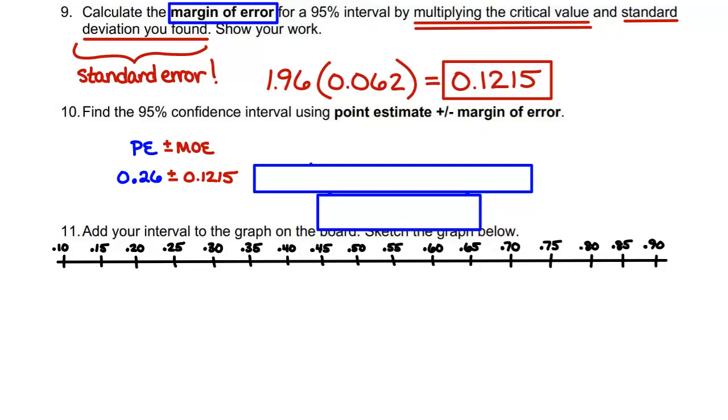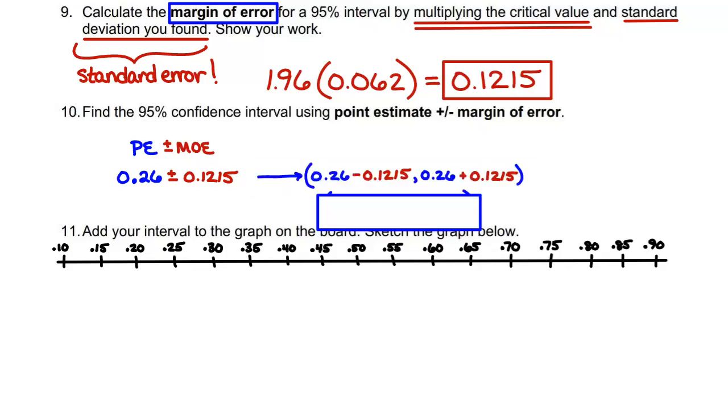I'm going to give you guys a moment to calculate your confidence interval because you're going to come up on the board and you're going to graph it here in just a moment. So remember to calculate that confidence interval. You take your point estimate minus the margin of error. You take the point estimate plus the margin of error.